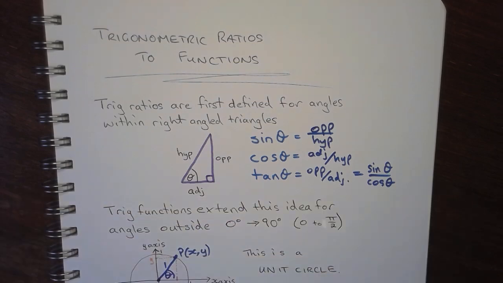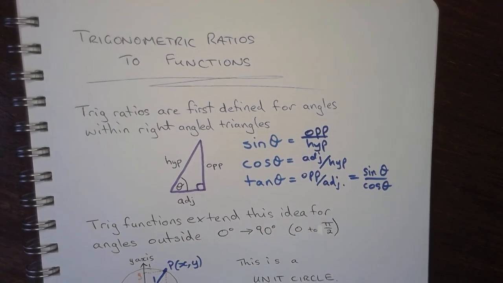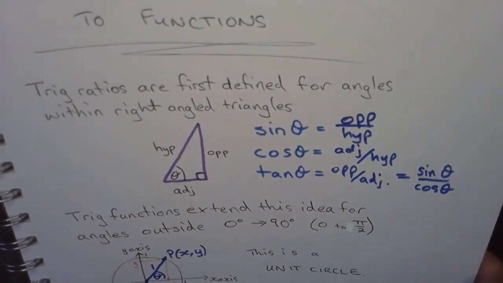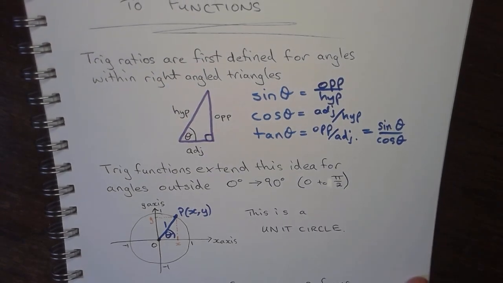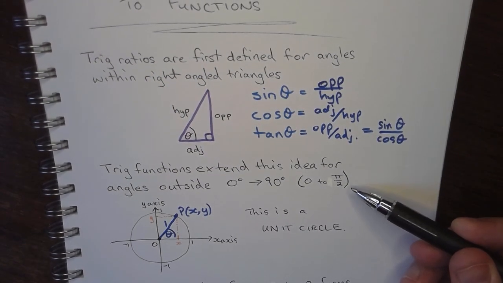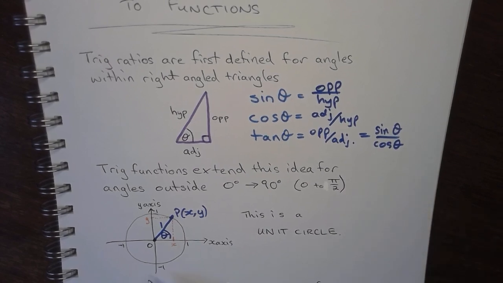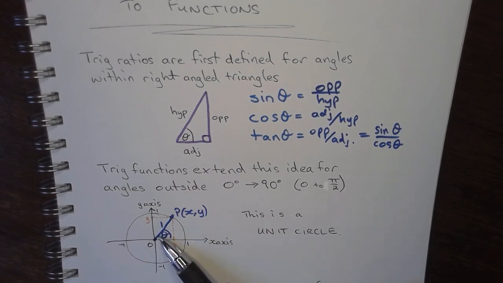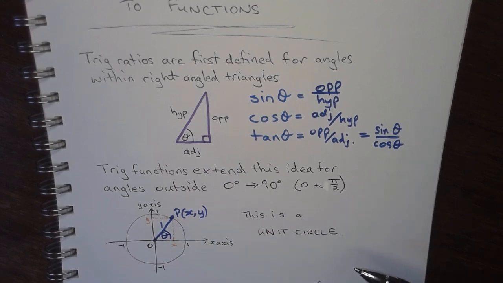So what we do there is we extend the idea of the trig functions to go outside of angles from 0 to 90 degrees, or 0 to pi on 2 if you're talking about radians. And the first step in that is to start working with a unit circle. That's just a circle centered at the origin with a radius of 1. That's why it's called unit circle, 1 unit. And we're going to work with that instead of just the right angle triangles.